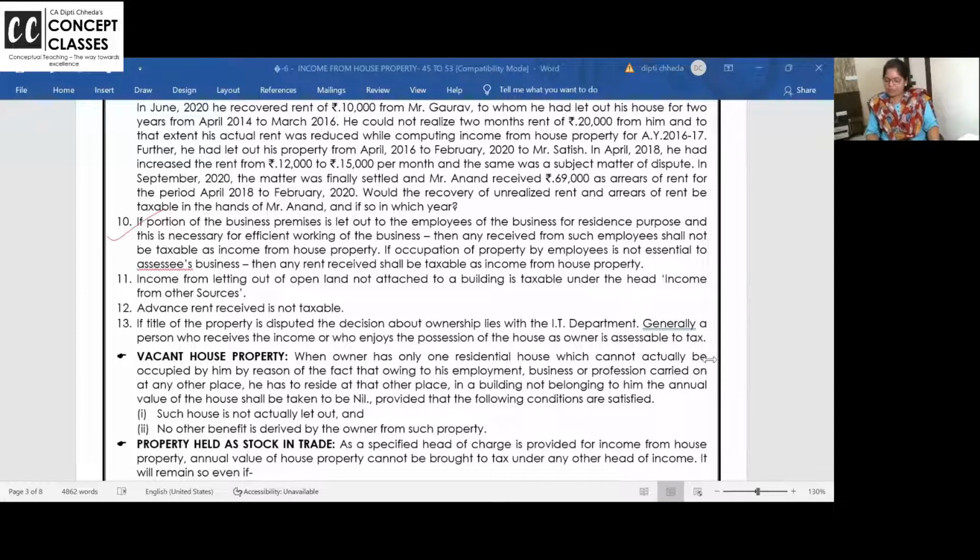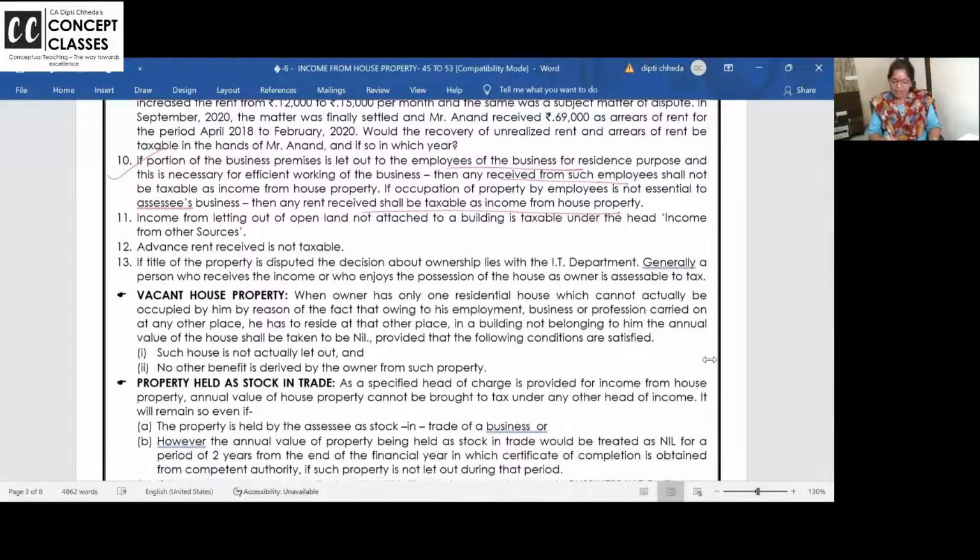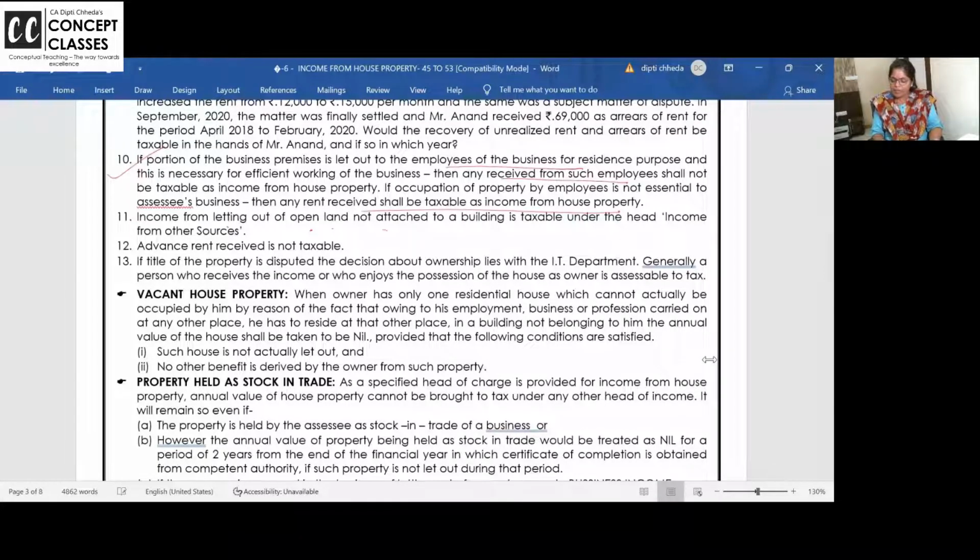If the occupation by employees is not essential to the business, then it will be taxable under house property. Otherwise, it will be taxable as business income. Be clear, employees' quarter rent will be taxable as business income. Same way, income from letting of open land not attached is taxable as income from other sources.